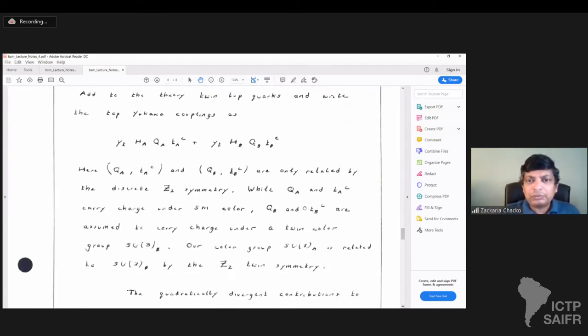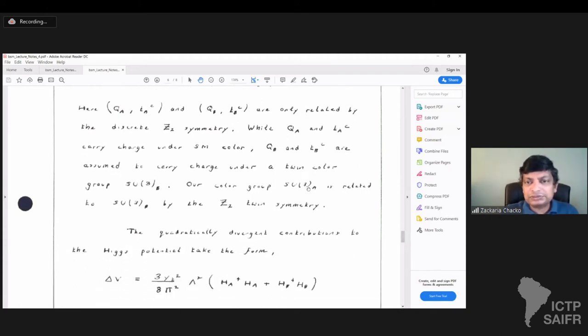So while QA and TAC carry charge under standard model color, QB and TBC are assumed to carry charge under a twin color group. So they have their own QCD color, right? They have their own U1, their own SU2, their own SU3 color, right? And this top Yukawa coupling is equal to that top Yukawa coupling because of the A to B interchange symmetry, right? And also our color group is related to their color group by the interchange symmetry.